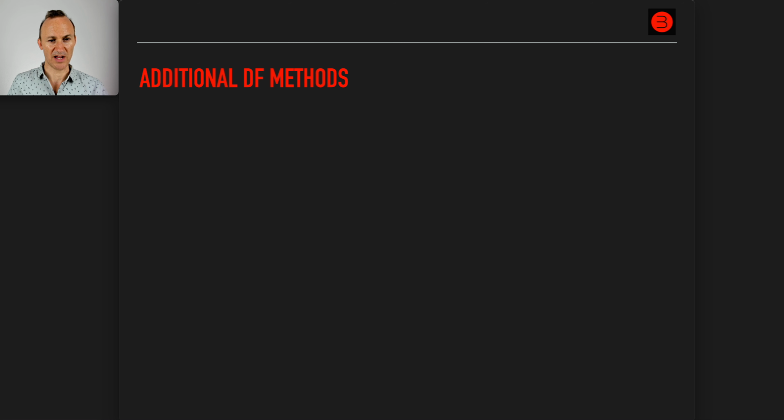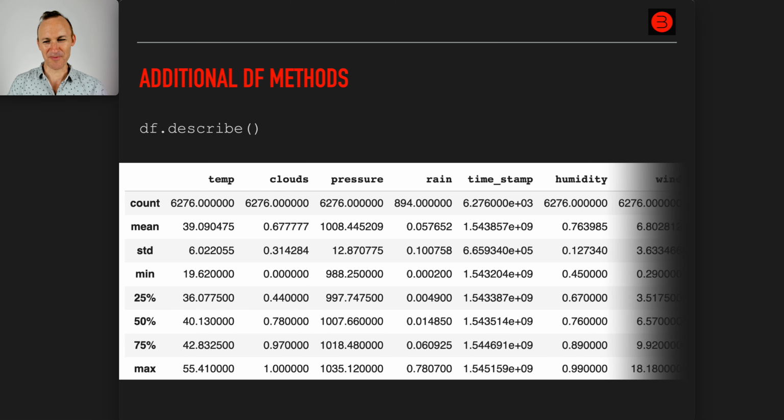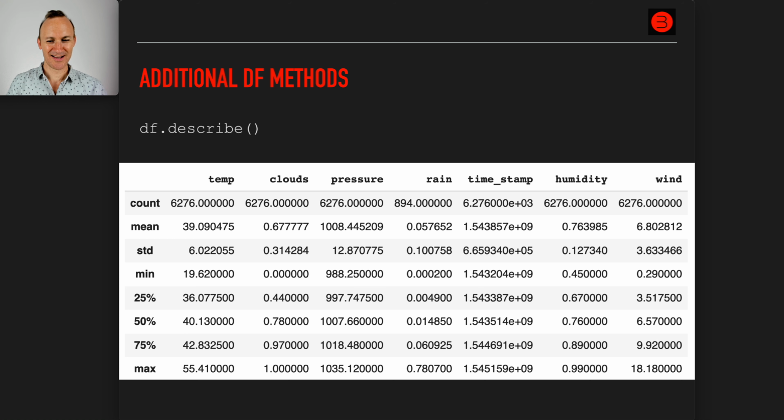Okay, let's look at some other methods. df.describe, big one. Oh my gosh, look at this. My AP Stats students will weep. Yes, it is this easy in Python. You can get the mean, standard deviation, and the quartiles all at once.